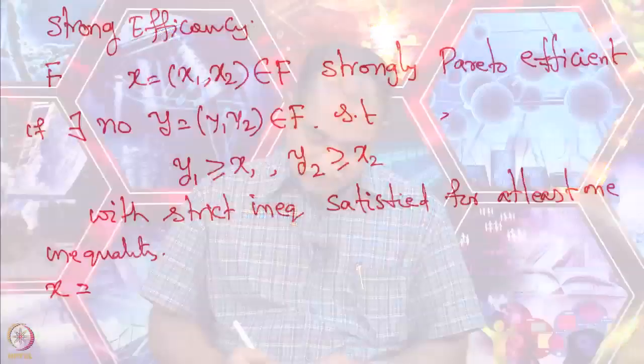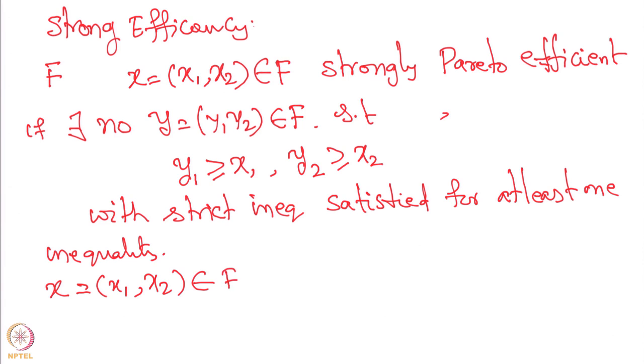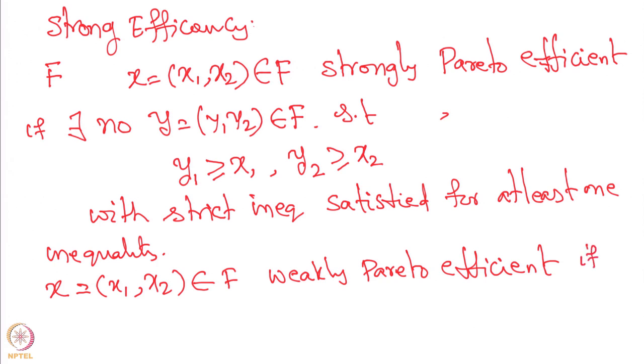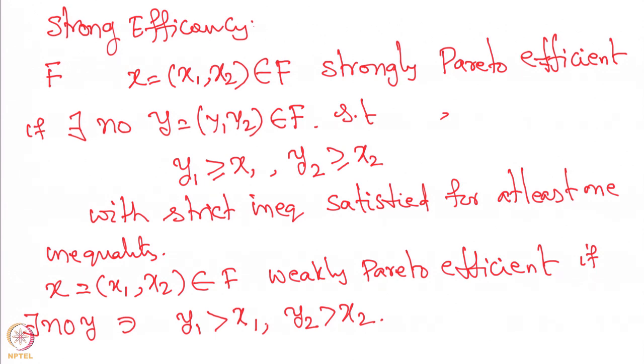We will also say that an allocation x = (x1, x2) in F is weakly Pareto efficient if there exists no y such that y1 is greater than x1 and y2 is greater than x2. So y1 should not be strictly bigger than x1 and y2 strictly bigger than x2 simultaneously; then you call x1, x2 weakly Pareto efficient.